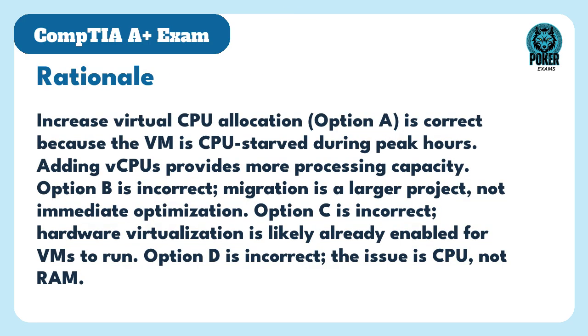Rationale. Increase virtual CPU allocation, option A, is correct because the VM is CPU-starved during peak hours. Adding vCPUs provides more processing capacity. Option B is incorrect. Migration is a larger project, not immediate optimization. Option C is incorrect. Hardware virtualization is likely already enabled for VMs to run. Option D is incorrect. The issue is CPU, not RAM.